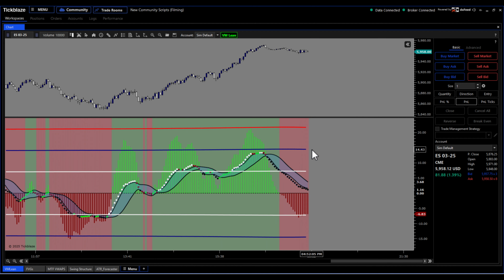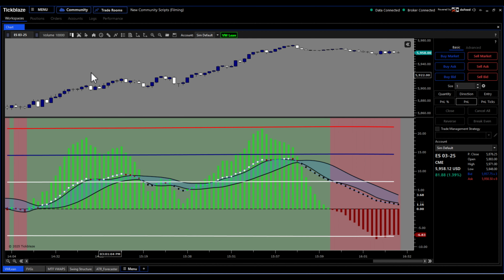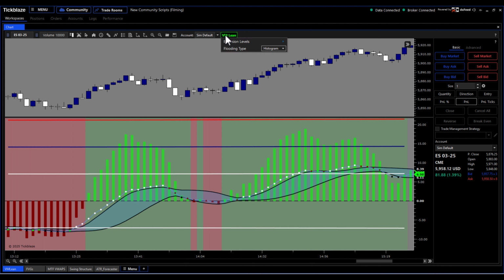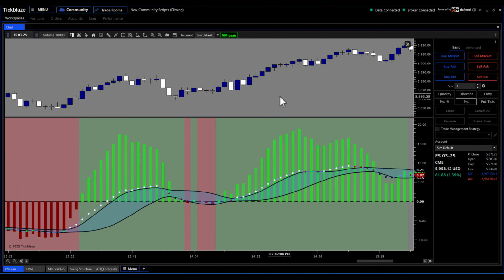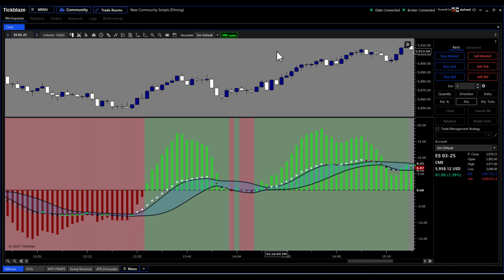So let's start with the first one, okay? I'm going to turn off the excursion levels here. What's nice is you have these drop-down menus where you can literally just manipulate the information quickly. So I'm going to turn off all the overbought and oversold levels. I'm also going to turn off the flooding. The flooding is ultimately designed to help you with understanding the bias.